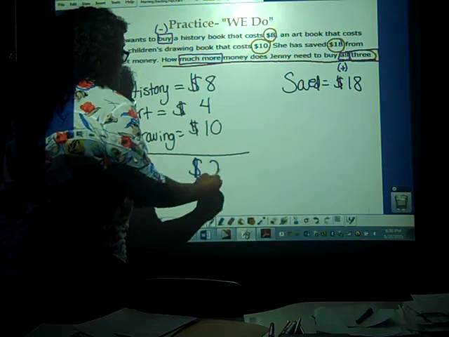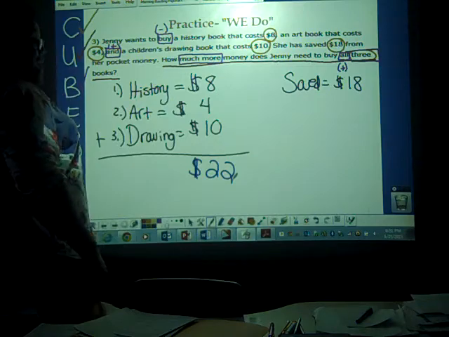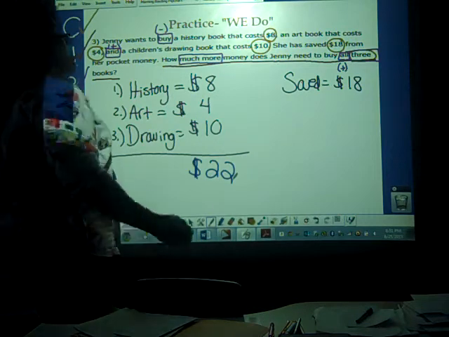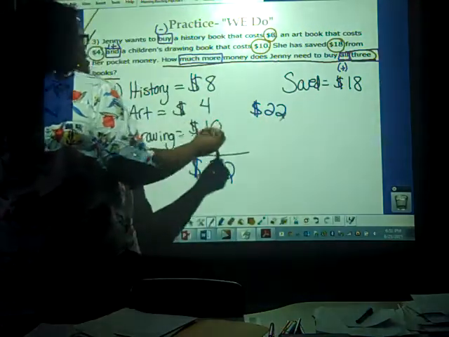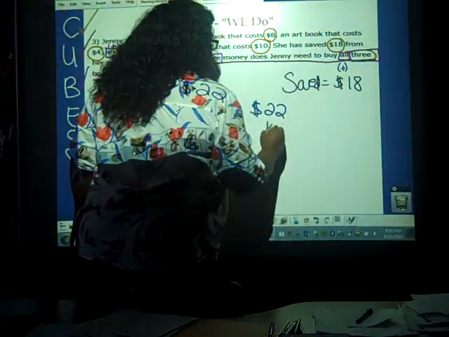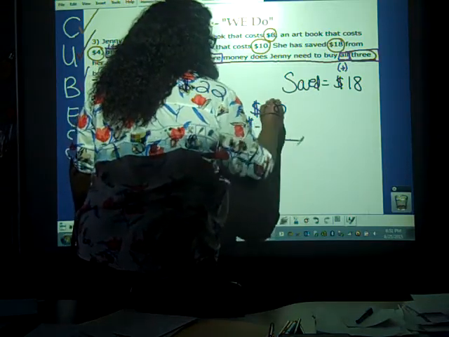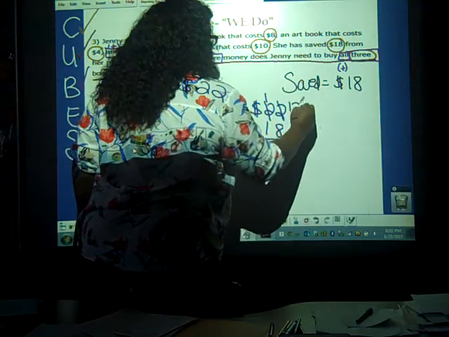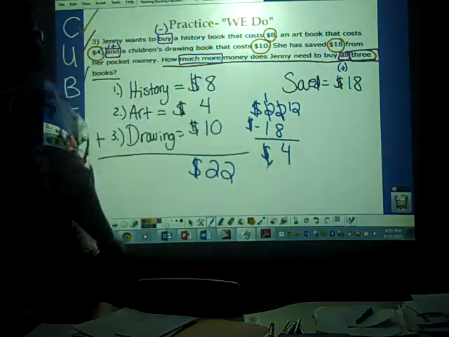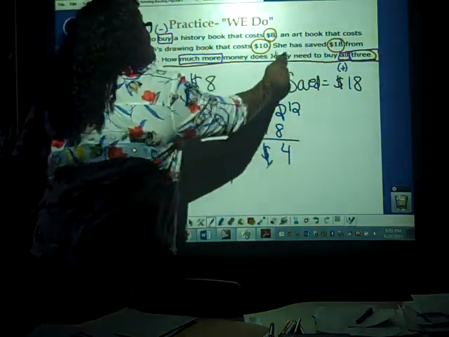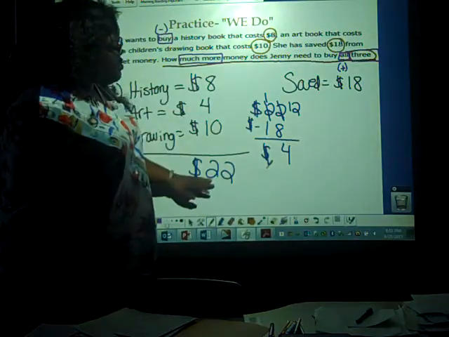$8 plus 4 plus 10 is $22. But she only saved $18. So she's short. But how much money is Jenny short? I said Janelle. How much money is Jenny short? $4. How much more money does Jenny need to buy all 3 books? Well, all 3 books cost $22.